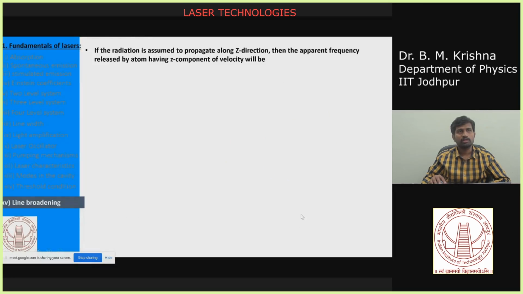Okay, so now if the radiation is assumed to be propagating along the z direction, the apparent frequency seen by the atom, which is in the z direction, depends on the velocity associated with it. So your apparent frequency will depend on this factor: omega prime equals omega naught divided by 1 minus Vz by c, where Vz is the velocity in the z direction. I am assuming my radiation propagates along the z direction. Now I am neglecting the higher order terms.